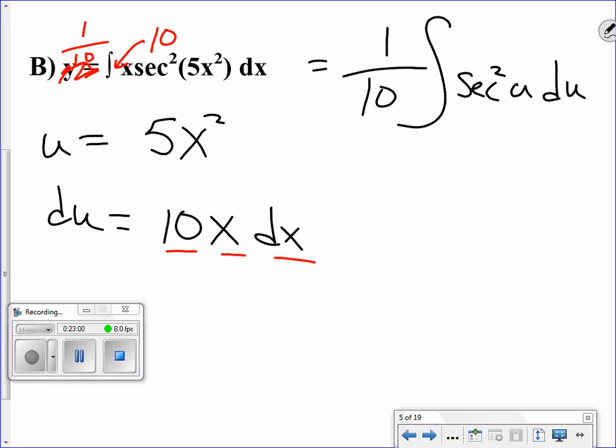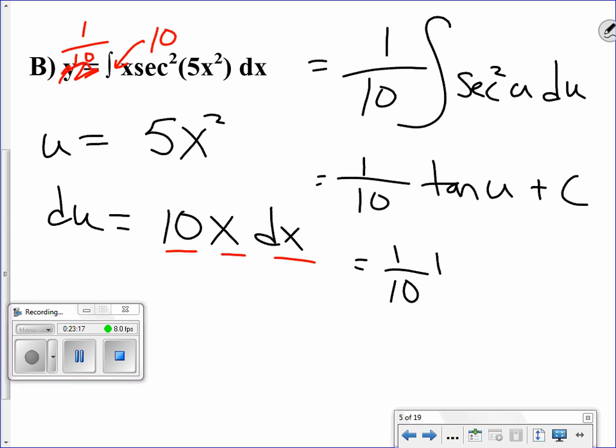Alrighty. So, what is the antiderivative of secant squared u du? Tan u. You're welcome. I'll do that. All right, so that's it. We just have to replace it. We get 1/10 the tan of 5x squared. And if you think about it, if you took the derivative of that, you'd be right back to where you started if you used the chain rule.